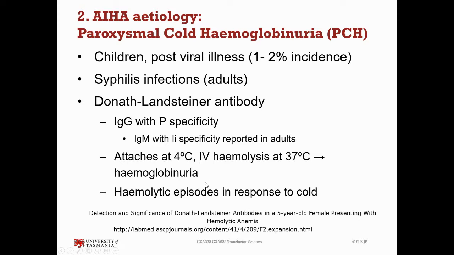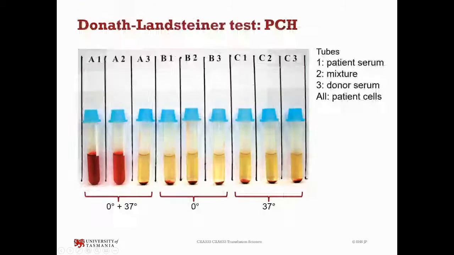So what happens is that, again, this antibody attaches in the periphery of the body, and then when the cells come to the core of the body at 37, we get intravascular hemolysis and therefore hemoglobinuria. So again, this happens in the cold. And this is how you test for the Donath-Landsteiner antibody.